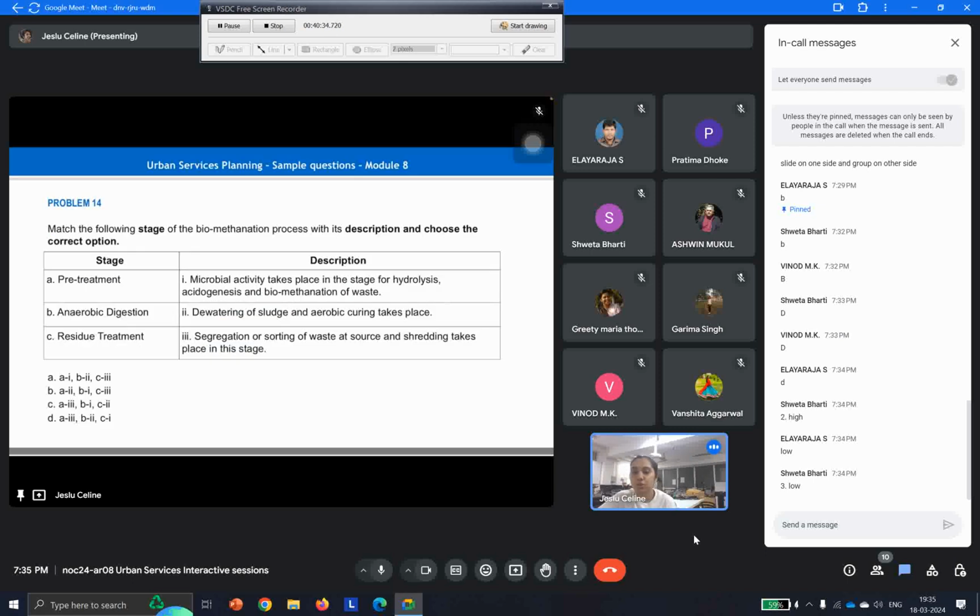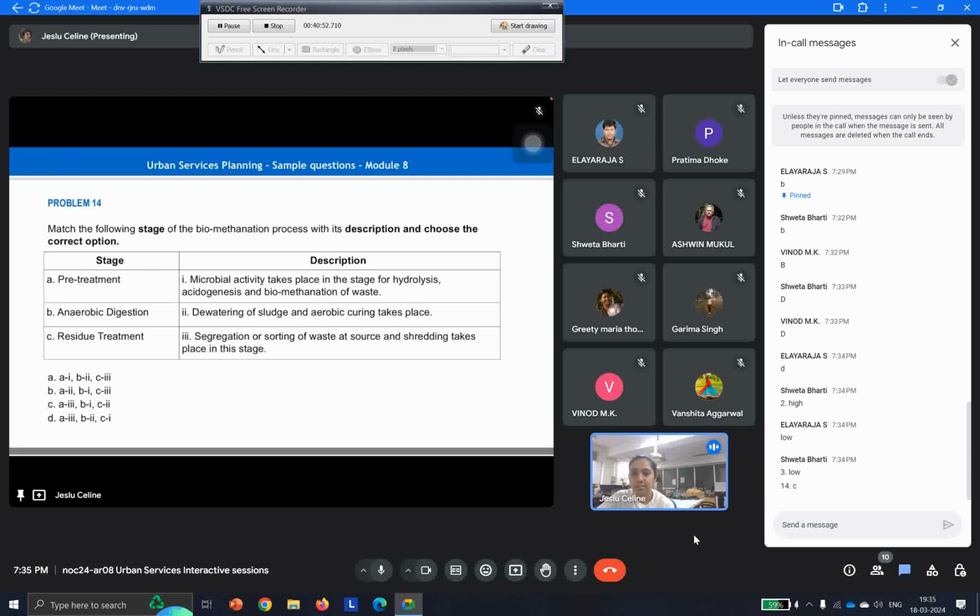Match the following stages of the biomethanation process with their descriptions and choose the correct option. The different stages are pre-treatment stage, anaerobic digestion, and residue treatment. The descriptions are: microbial activity takes place in this stage for hydrolysis, acidogenesis, and biomethanation of waste; dewatering of sludge and aerobic curing take place; and segregation or sorting of waste at source and shredding take place in this stage. Shweta says C is the answer. Yes, C is the correct answer.